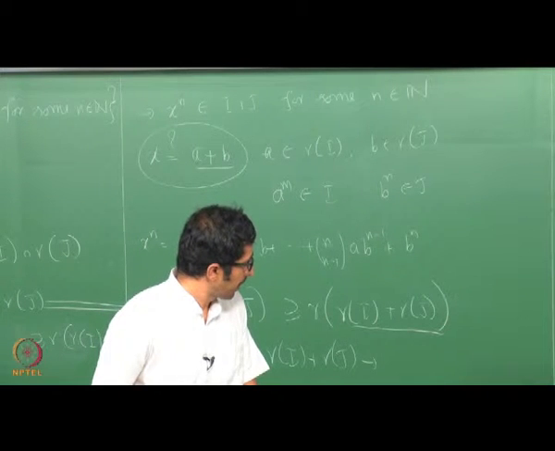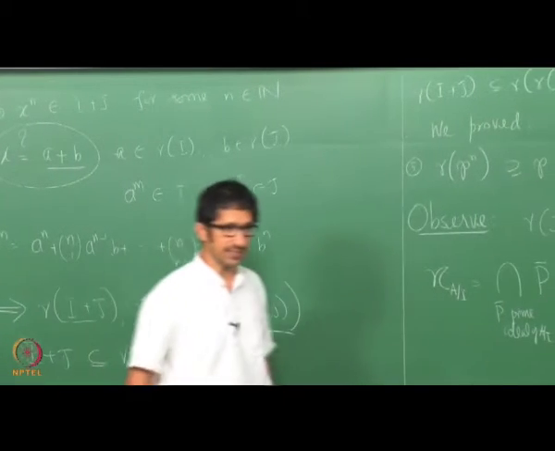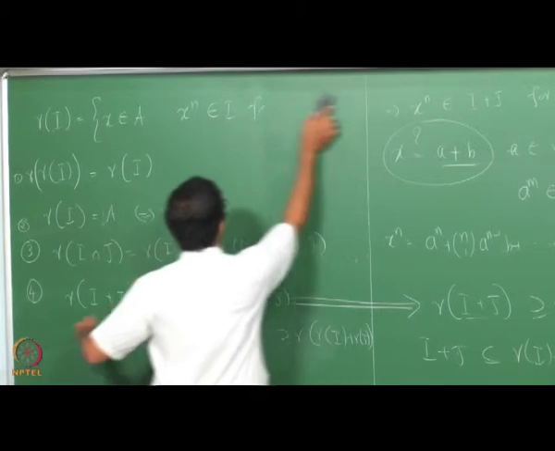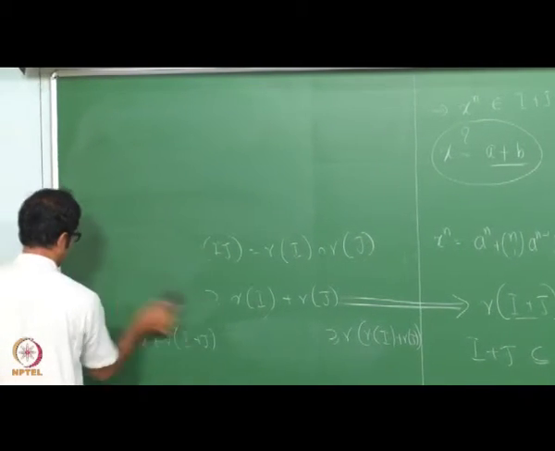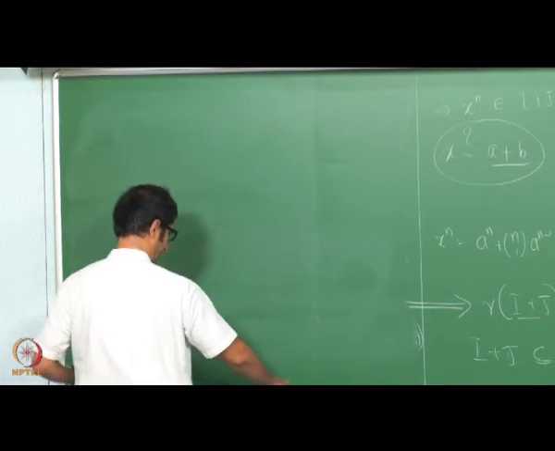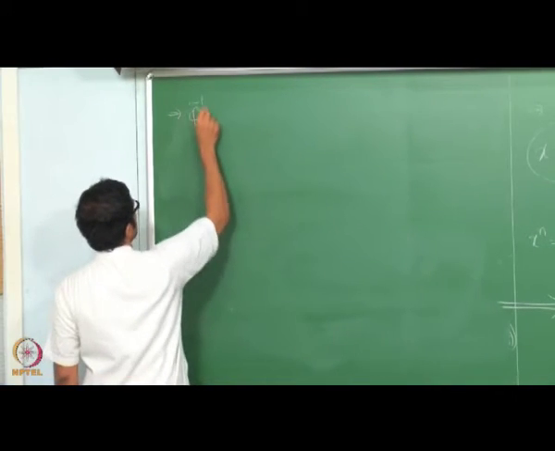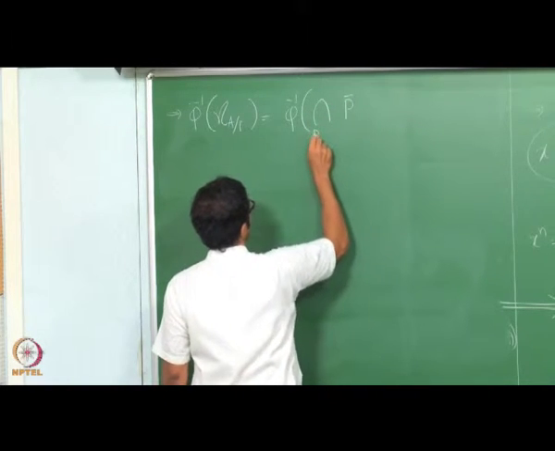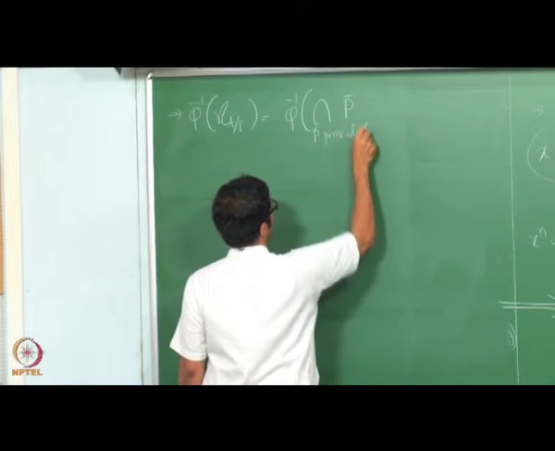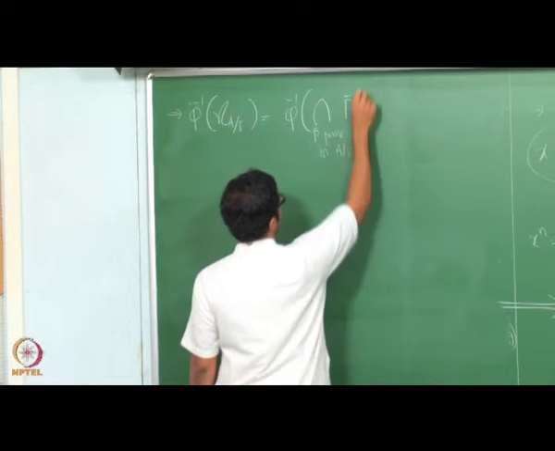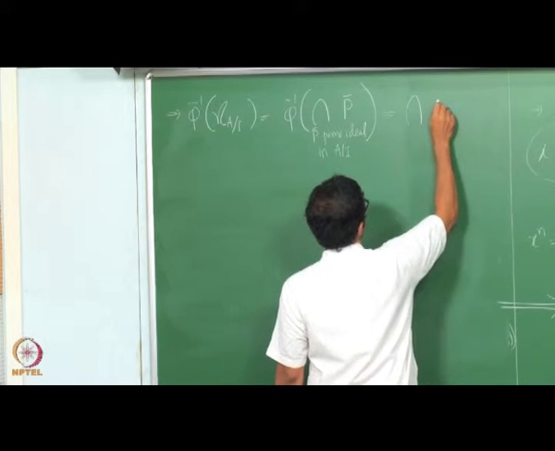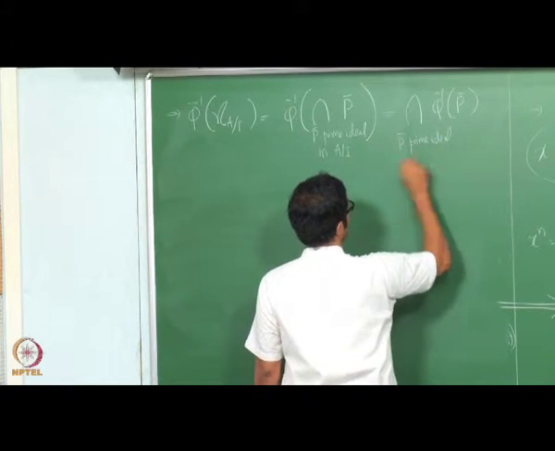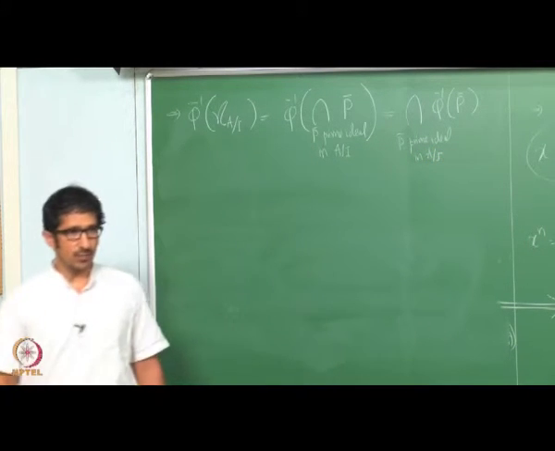Okay. Now let us apply this here. What is phi inverse of the nil radical? What are the inverse images? Phi inverse of the nil radical of A mod I is equal to phi inverse of the intersection over P bar prime ideals in A mod I. This is the same as the intersection of phi inverse P bar. Now, what can you say about phi inverse of P bar?